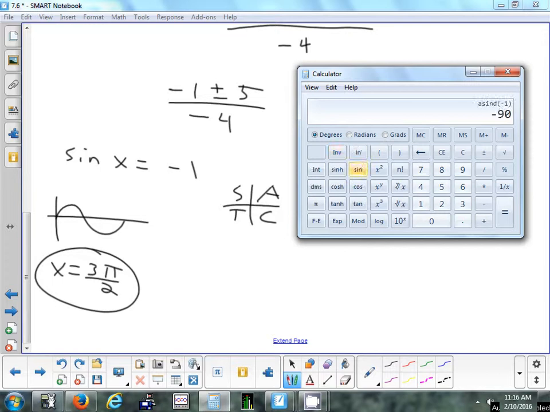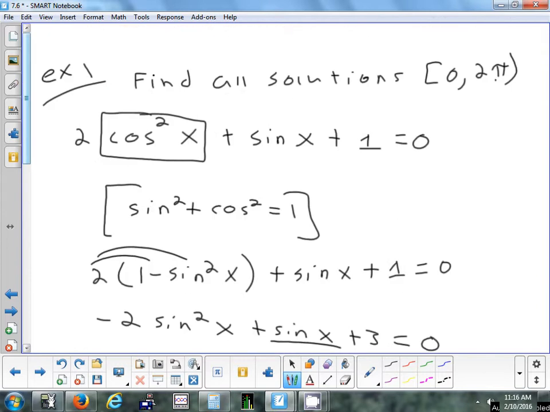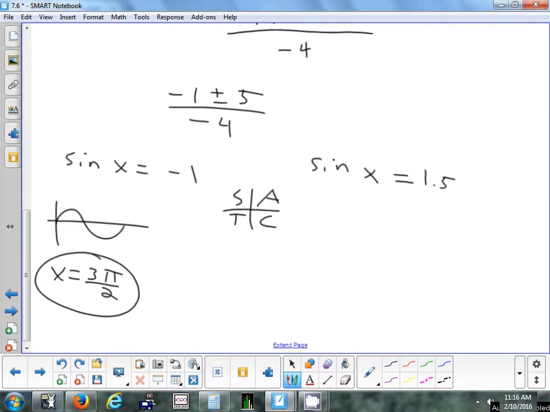negative 90. Okay, so remember, inverse sine, the calculator always gives you an answer between negative 90 and positive 90. In this case, they did not want the answer at negative 90. So if you did that on your calculator, what would you have to add? You could add 360 to get it to the next period, or 2 pi if we're doing radians. Okay, so that's that answer.